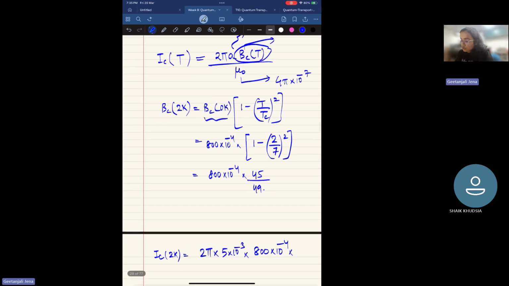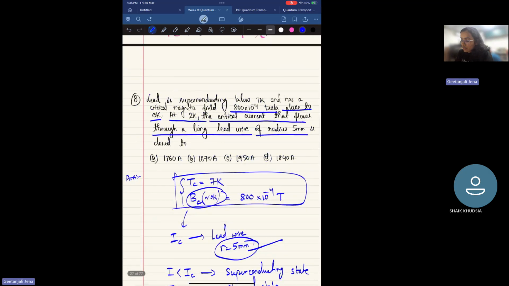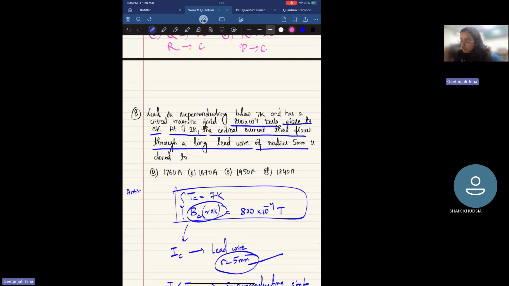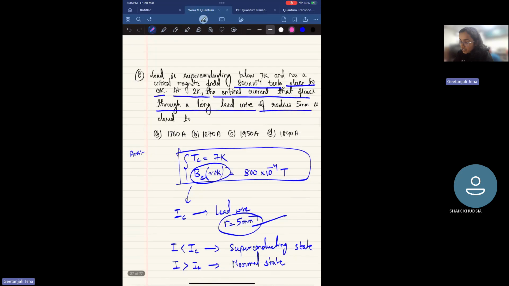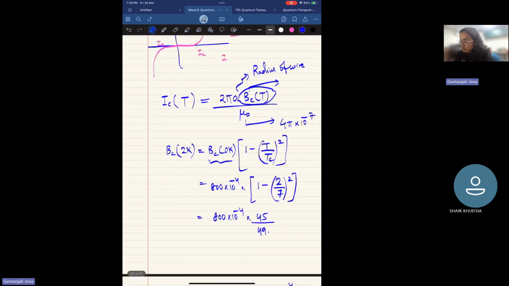T equal to 2, it's already given in the question. If you look at the question, we need to calculate the critical current at temperature 2 Kelvin. So that means we need to calculate the critical field for temperature 2 Kelvin. It's already given in the question.